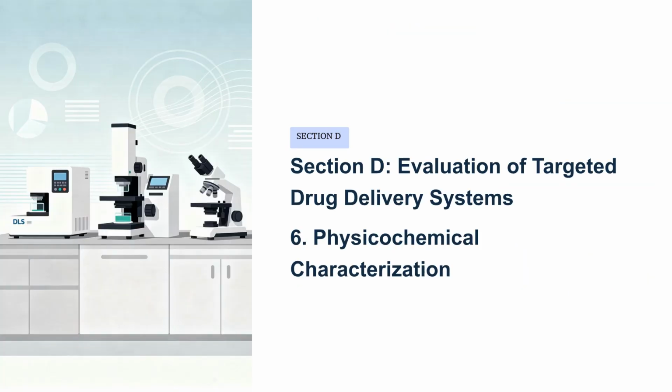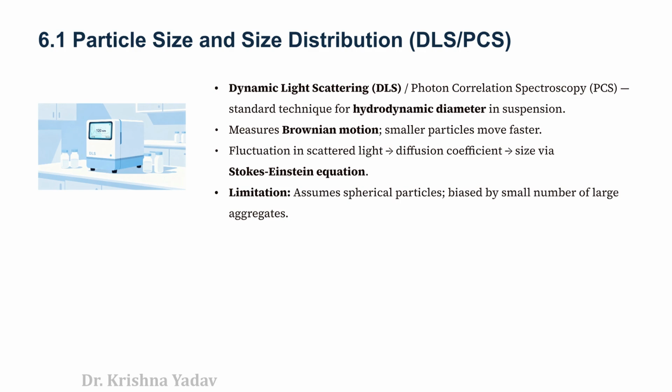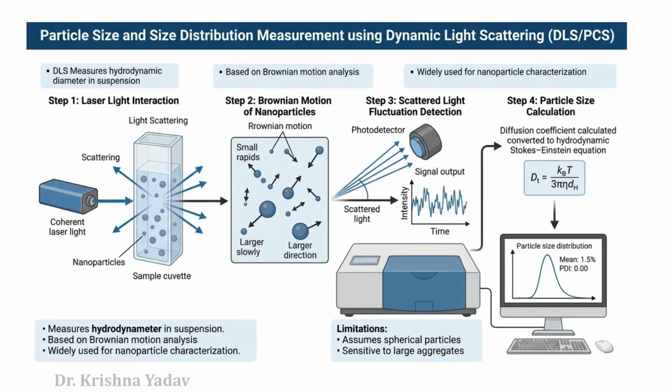evaluation. We are in Section D, focusing on the evaluation of targeted drug delivery systems, specifically the physicochemical characterization. We begin with particle size and size distribution using dynamic light scattering or photon correlation spectroscopy. DLS measures hydrodynamic diameter based on Brownian motion and the Stokes-Einstein equation, although it is limited by its assumption of spherical particles. DLS measures the hydrodynamic diameter of nanoparticles in suspension. The process involves laser light interaction, Brownian motion analysis, scattered light fluctuation detection, and final particle size calculation.